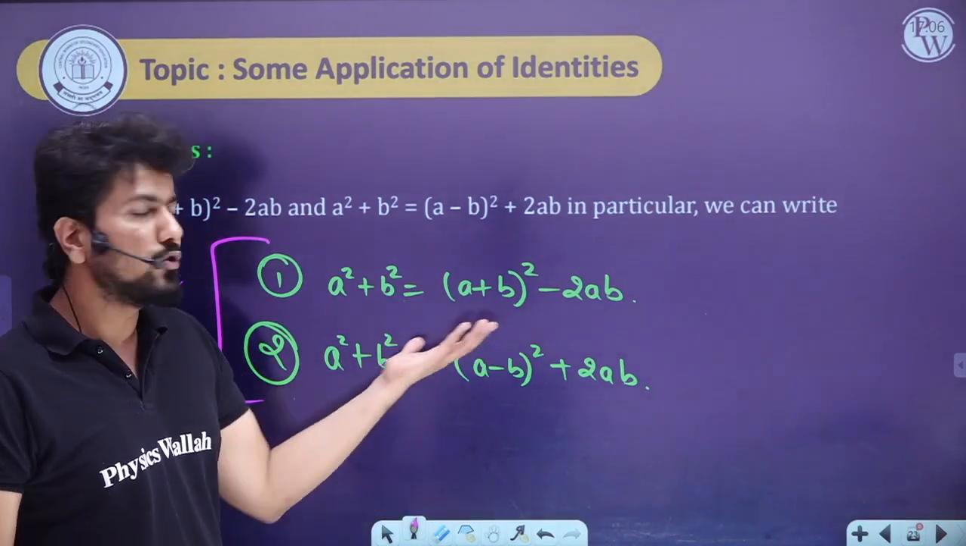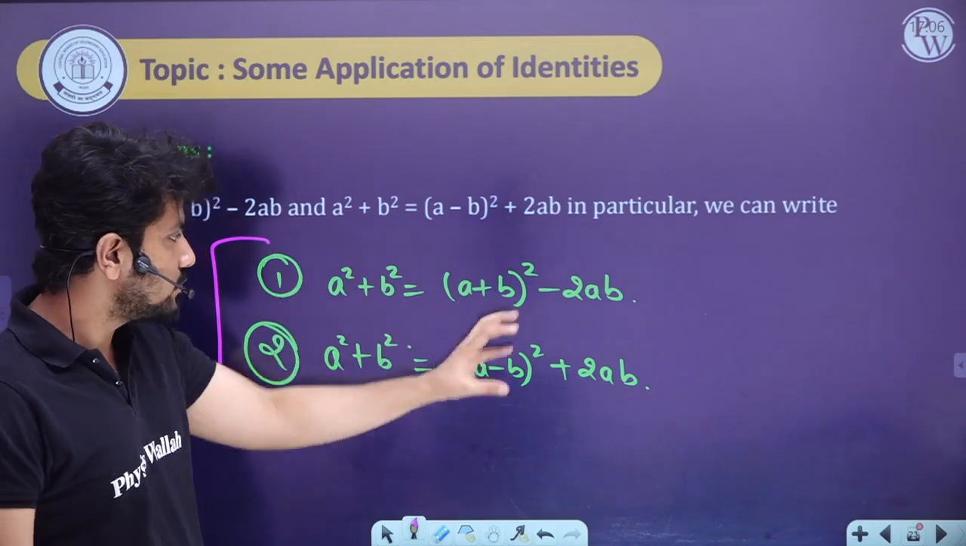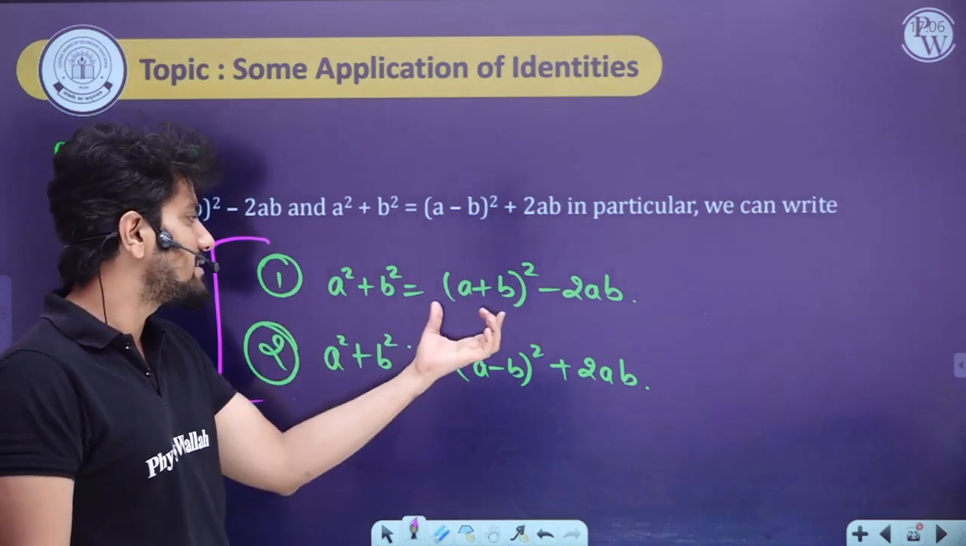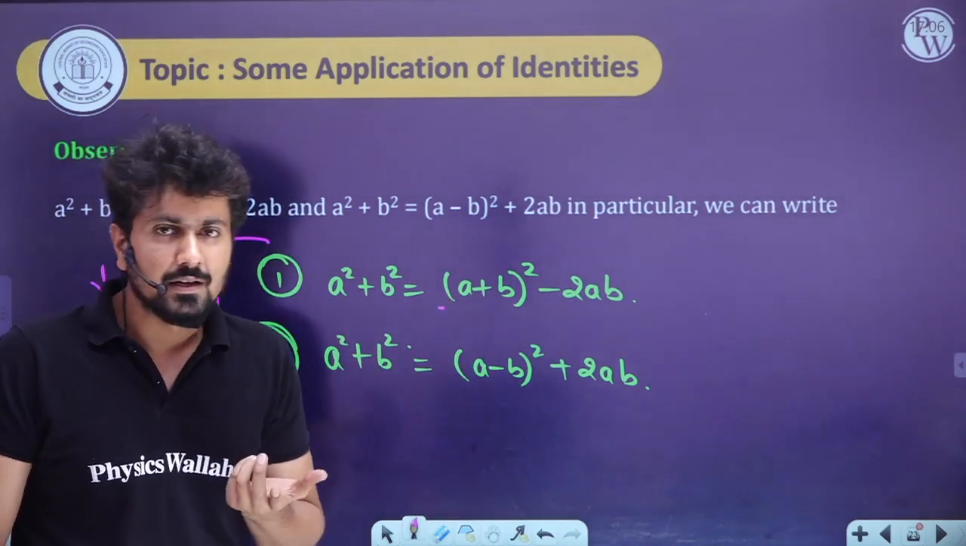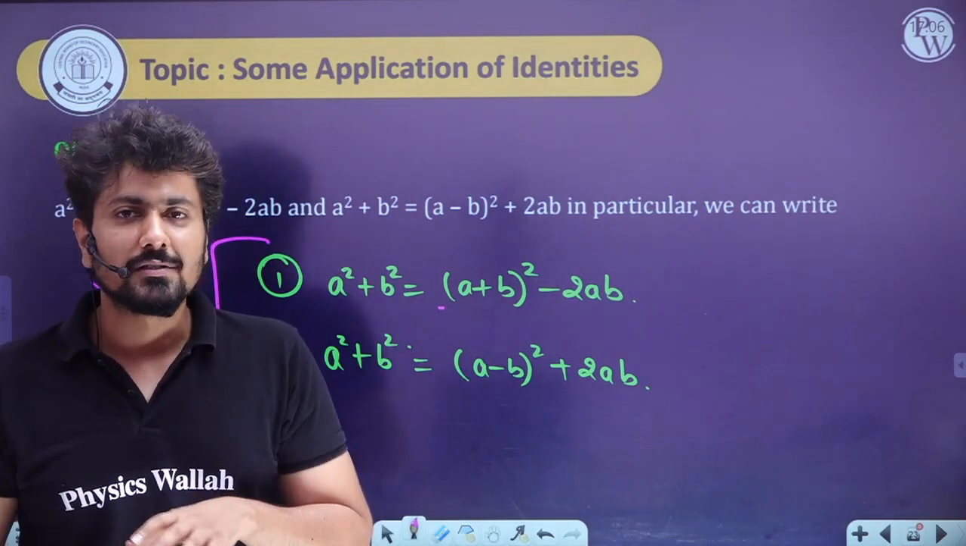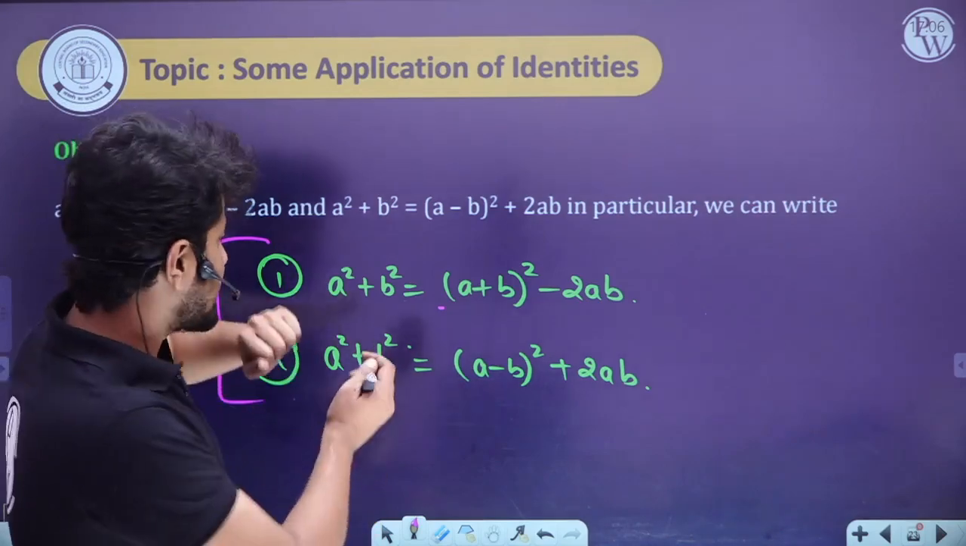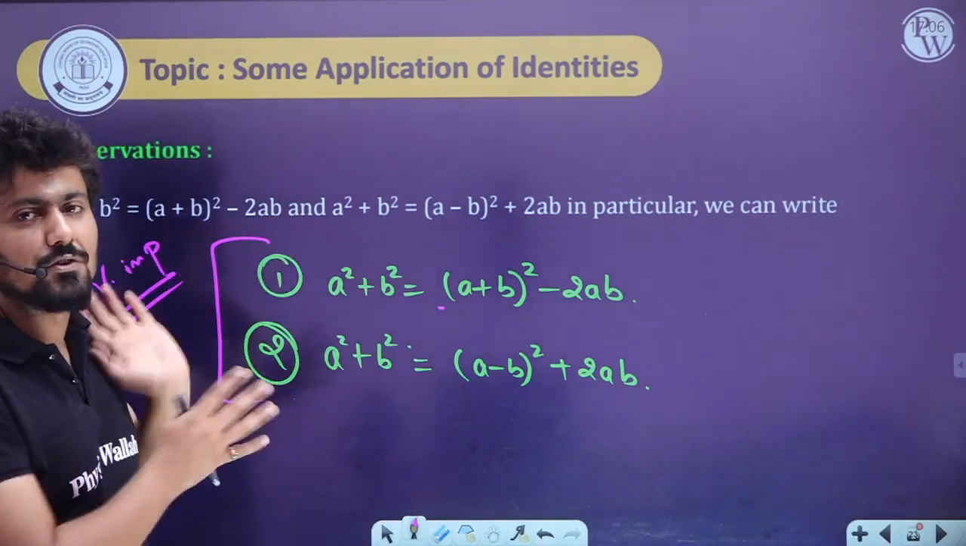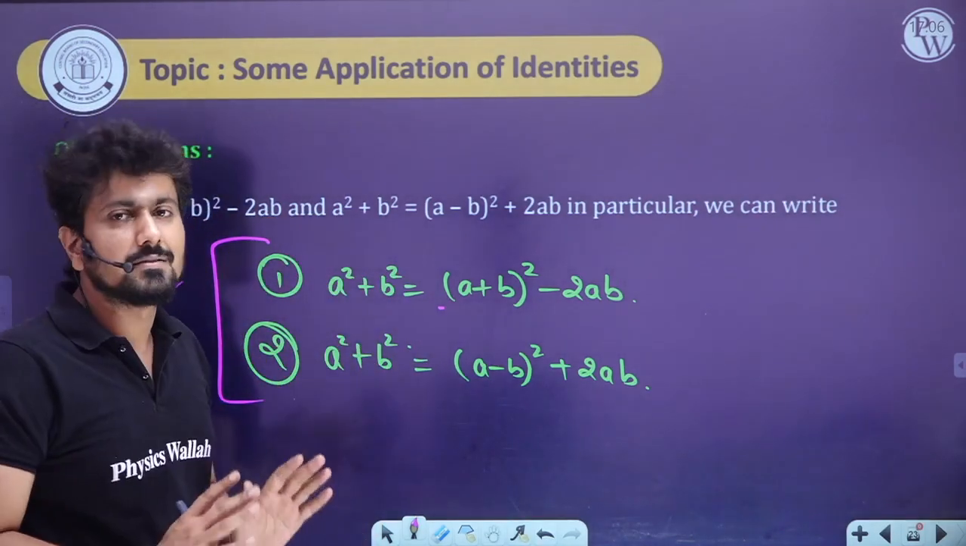Basically, this is nothing. I hope you are not getting confused over here, because this is just the a plus b whole square formula only. See, that is why mathematics is such an interesting subject, because everything is visible. Everything is right in front of your eyes. You just have to observe it.